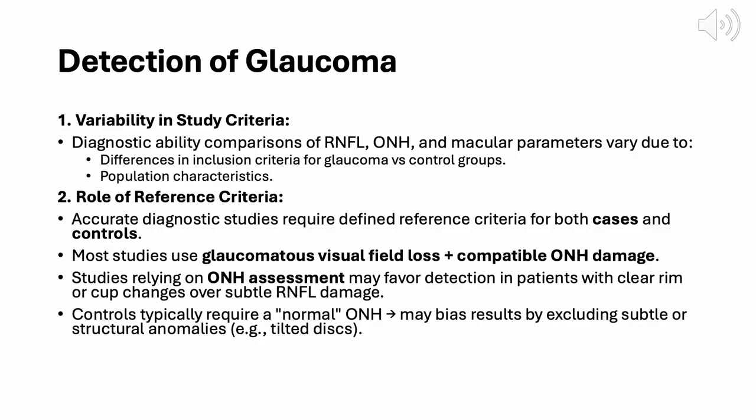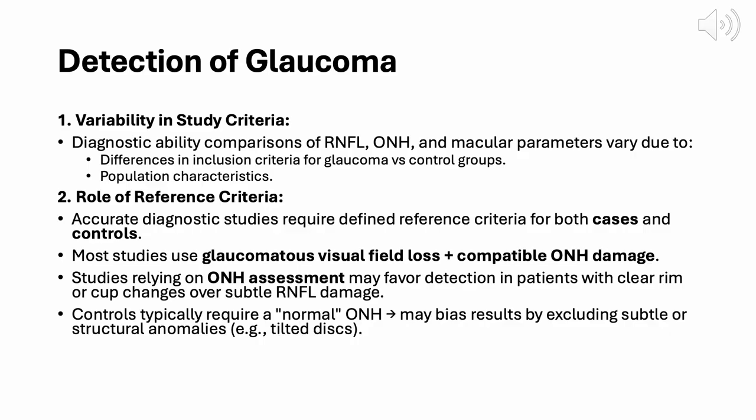For any diagnostic study to be meaningful, we need clearly defined and appropriate standards for what constitutes a case and a control. Most commonly, studies define glaucoma cases based on the presence of visual field loss along with compatible optic nerve head damage. But this approach has its limitations. For example, studies that rely heavily on ONH assessment might be more likely to detect changes in disc rim or cup shape, but may underdetect more subtle RNFL defects. This can skew the perceived utility of different diagnostic tools.